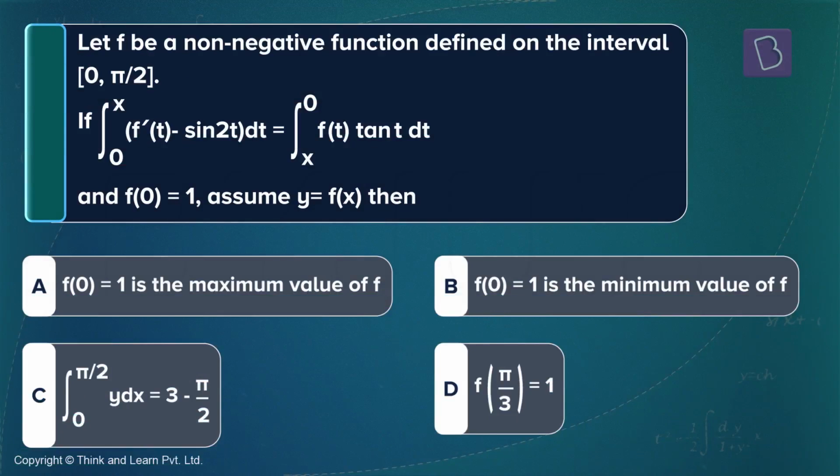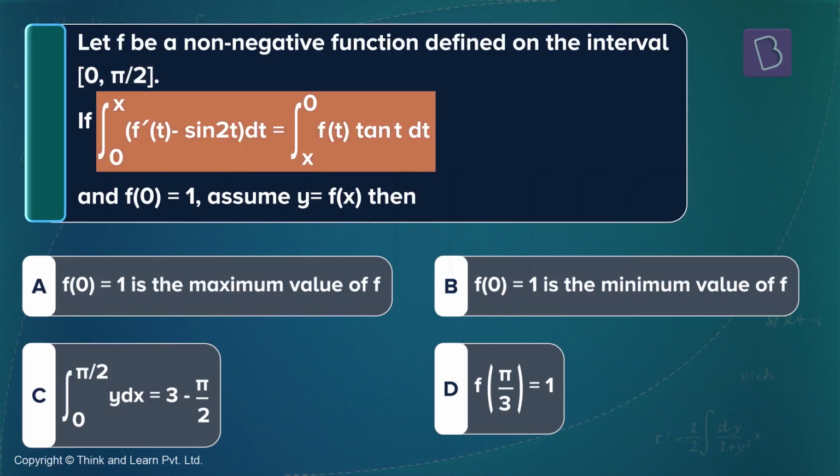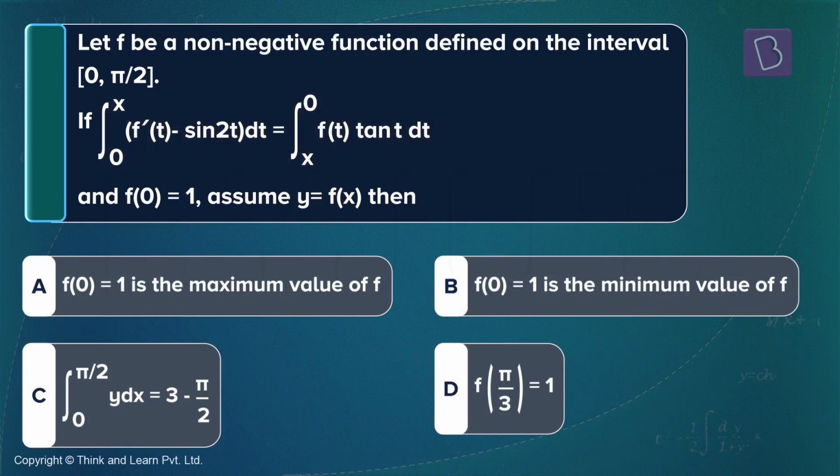So in this question, we've been given a function f, and this function has been said to be a non-negative function which is defined in the domain 0 to pi by 2. Further, we've been given two pieces of information. The first one being the integral from 0 to x of f dash of t minus sine 2t dt equal to the integral from x to 0 of f of t tan t dt. The second piece of information says that f of 0 equal to 1.